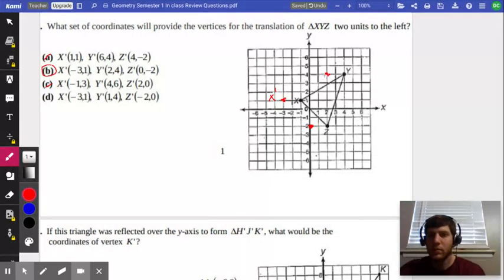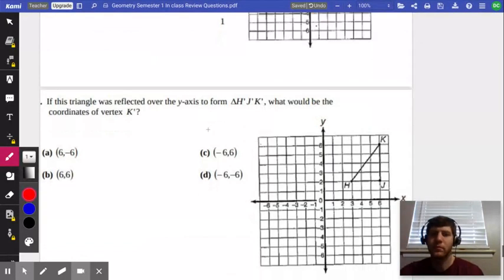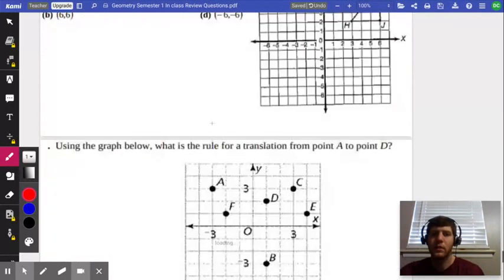Okay, and we could put y prime here as well, 2 to the left. All right, and we can connect these. We're simply moving 2 to the left, so it's going to be B. X prime, y prime, and z prime. Okay, and then we got a couple more here.